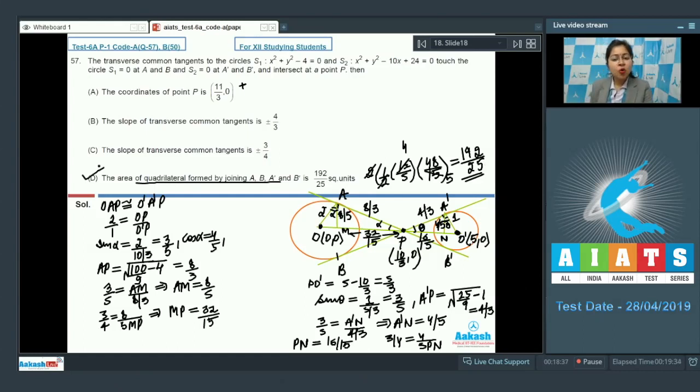Next, we have to find the slope of the transverse common tangents. We know the value of theta and alpha. So the slope of transverse common tangents will be tan theta and minus tan alpha.